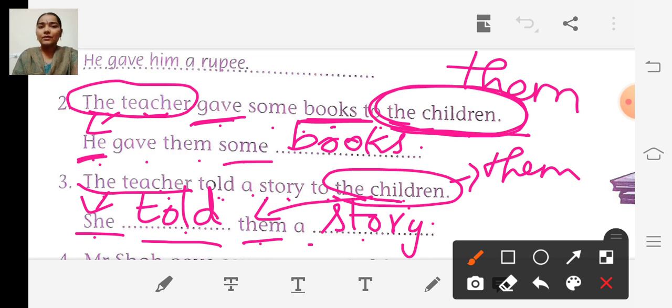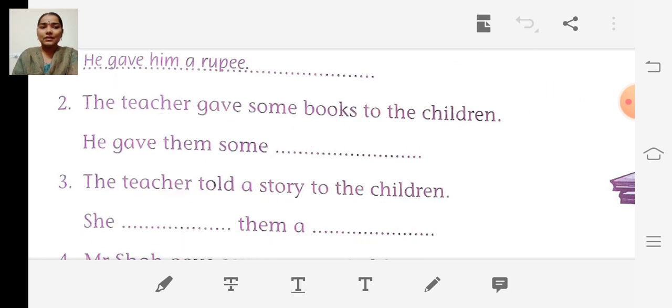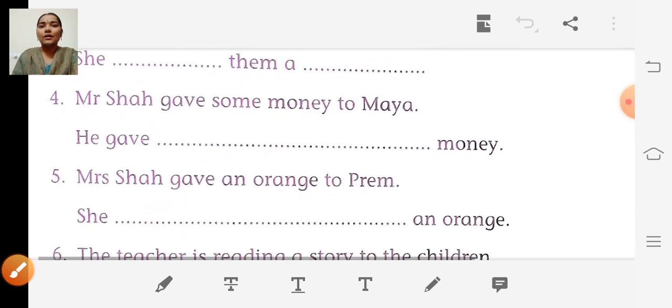So first we have to write who, then the action, to whom. Then only we have to write the object name or anything. Children, have you all understood? So you can copy down in your Active English book. You have to write it neatly. Okay, children? Yes. Fourth one.